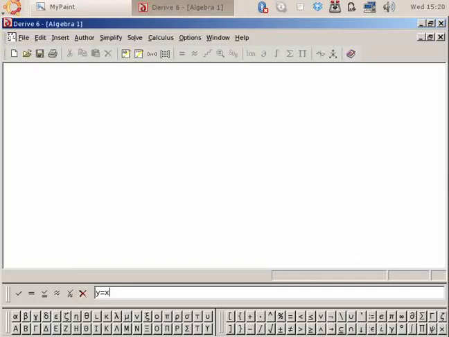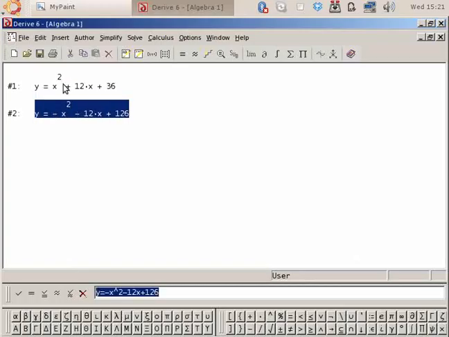Right, what's the first one? X squared, 12x, minus. Yeah. Next one? Minus x squared, minus 12x, plus 1. Okay, so let's draw these two.